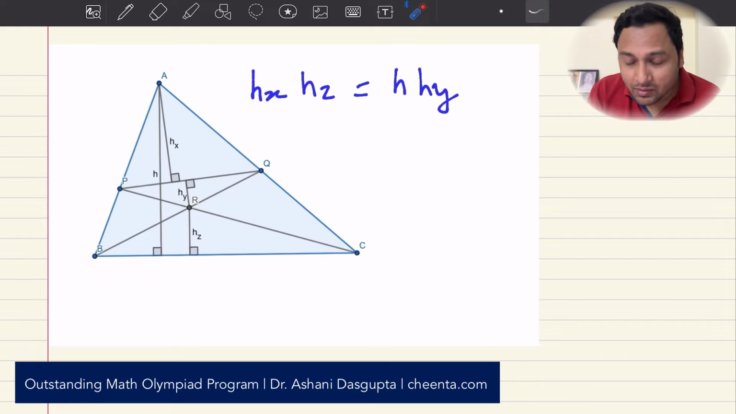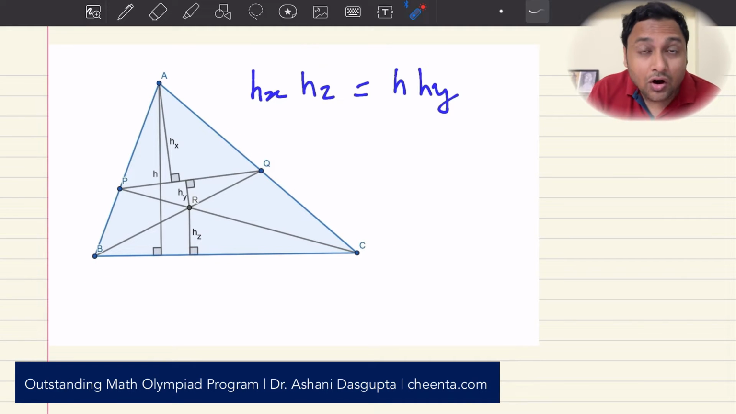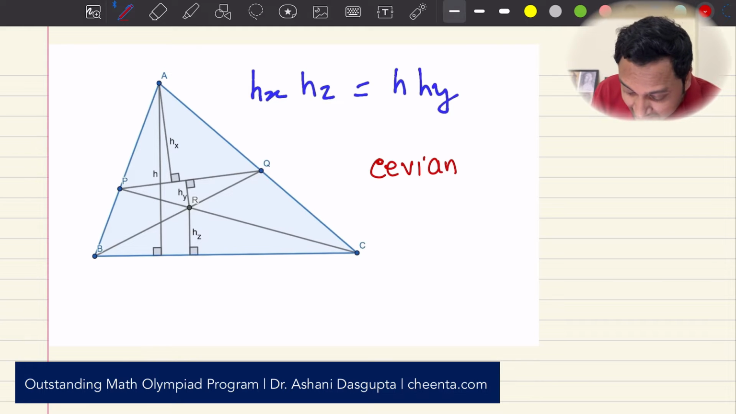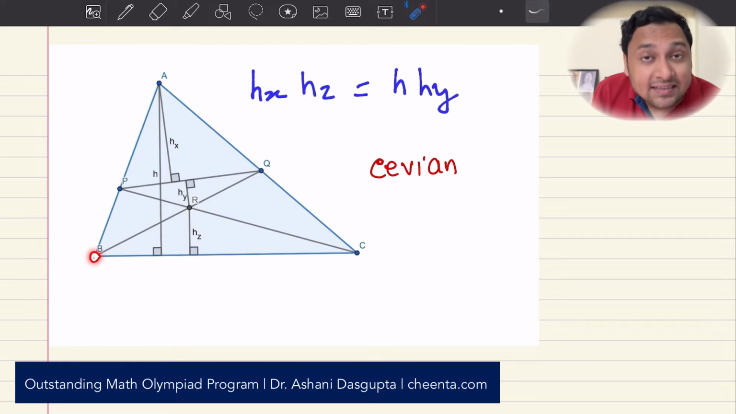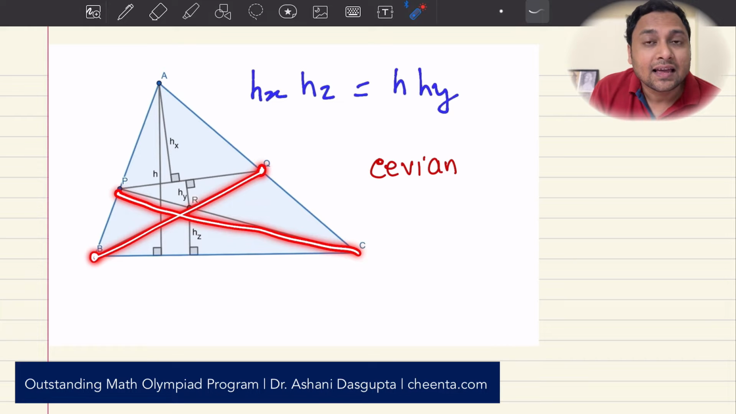So quickly, what the problem says is that we have a triangle ABC, any triangle, and we draw two Cevians. Maybe you have not heard of the word Cevian. A Cevian is any line that connects a vertex to a point on the opposite side in a triangle. So BQ is a Cevian, CP is a Cevian, and they meet at the point R.